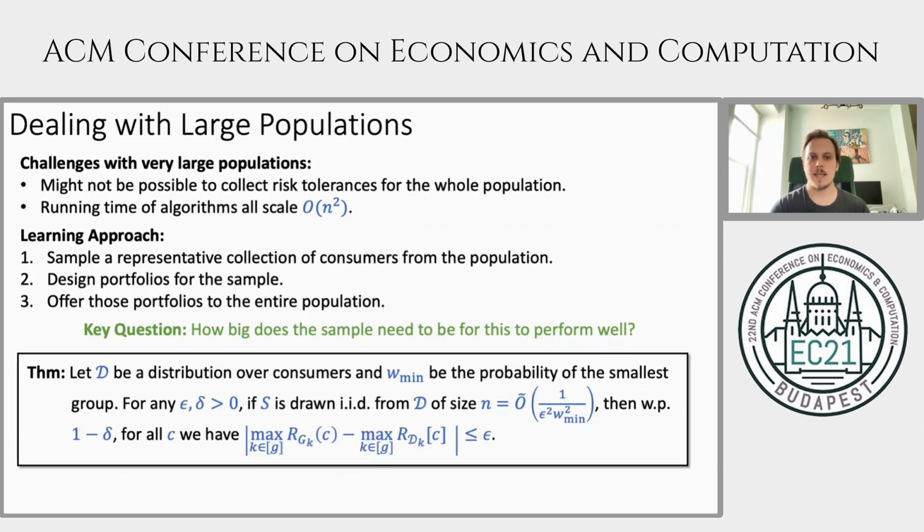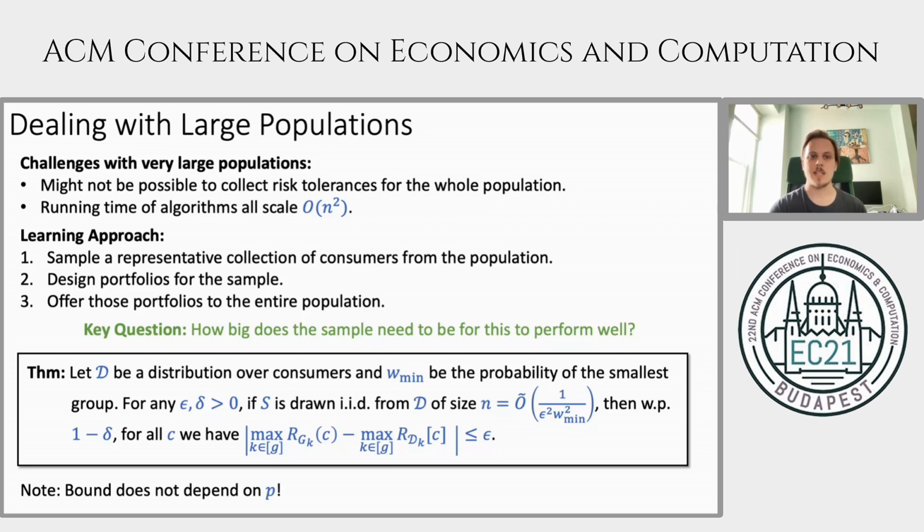What we show is that if you draw a sample of size roughly 1 over epsilon squared times 1 over W min squared, where W min is the fraction of consumers belonging to the smallest group, then with high probability, for any set of P portfolios that you might choose, the maximum group regret on the sample is within epsilon of the maximum group regret on the entire population. This means that if you design portfolios for the sample, they will perform pretty much exactly the same when you use them for the entire population as well.